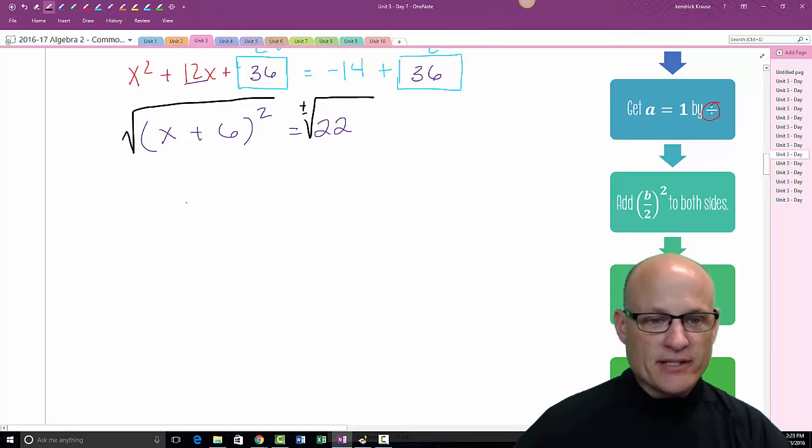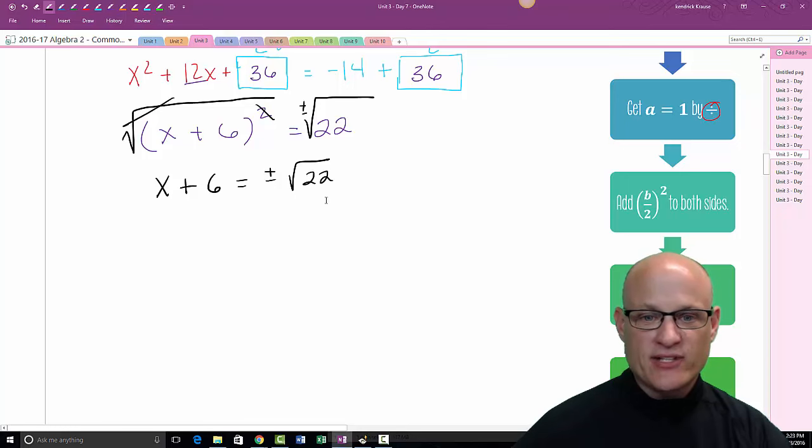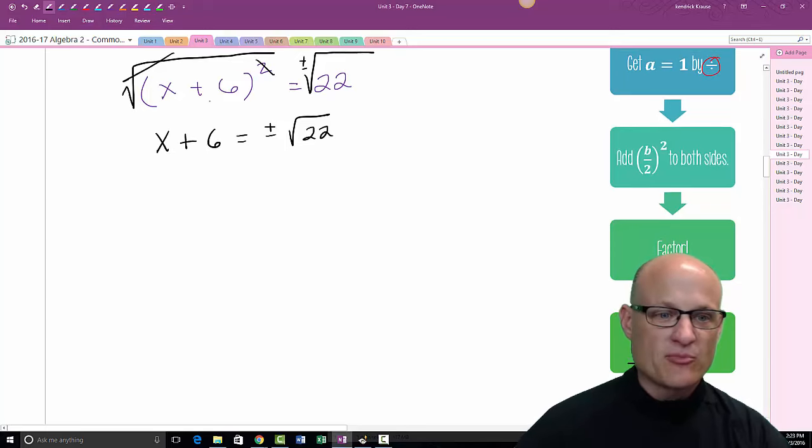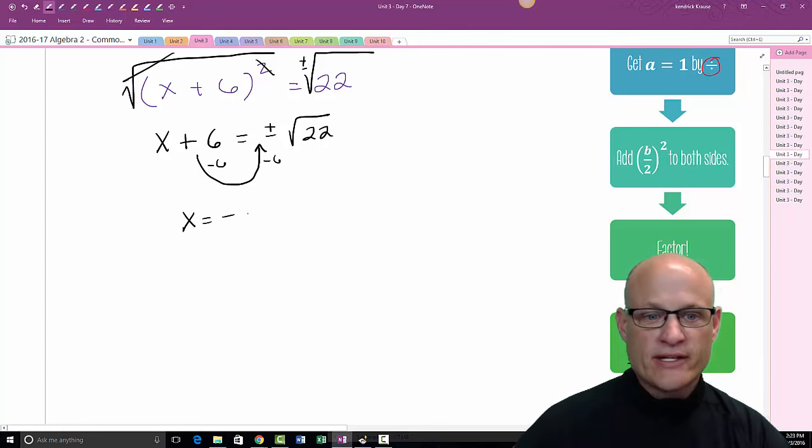So what I end up with is the square and the square root cancel. I end up with x plus 6 equals plus or minus the square root of 22. And that last step is solve for x. So we're going to solve for x by just moving this 6 over and putting it in front. So we're going to subtract 6 and subtract 6. So I get x equals negative 6 plus or minus the square root of 22.